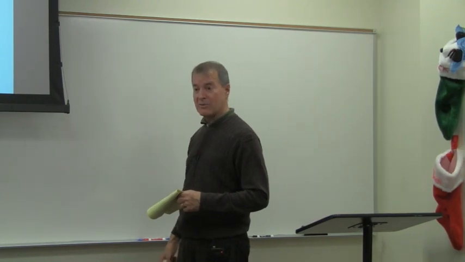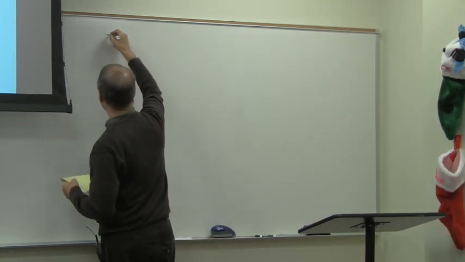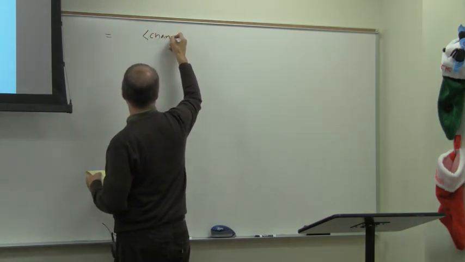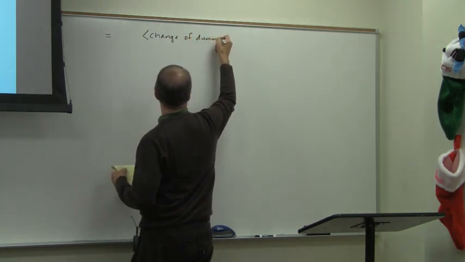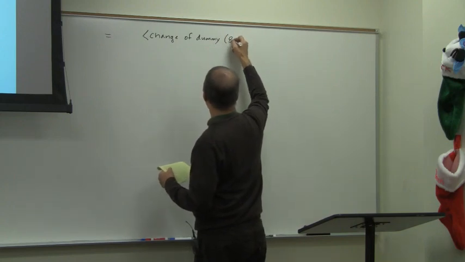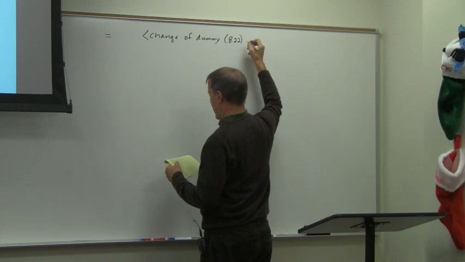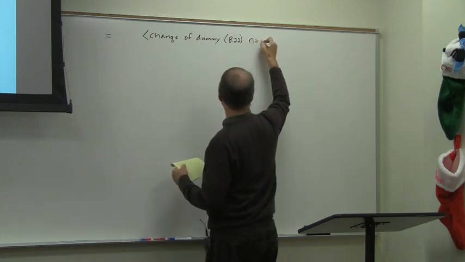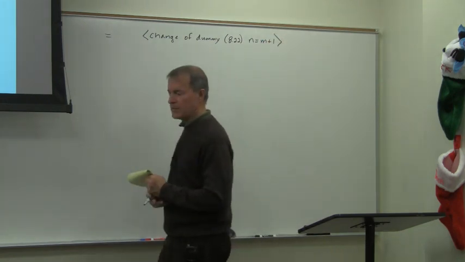Now we're going to do something that we actually haven't done very much of. We're going to do a change of dummy, 8.22. The change we're going to make is n equals m plus 1. I think we need to look at 8.22 for this.